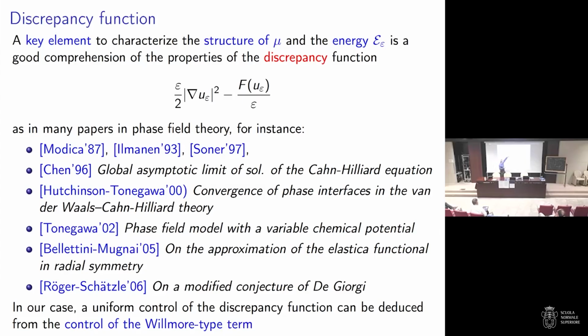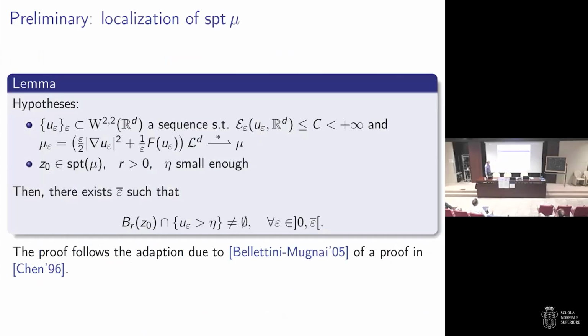You have to find a good trade-off between these two terms. And so you want to have this as small as possible in absolute value. This has been used a lot, in particular for the study of the Cahn-Hilliard equation, but also for the study of the Willmore phase field approximation. And this is the same for us.